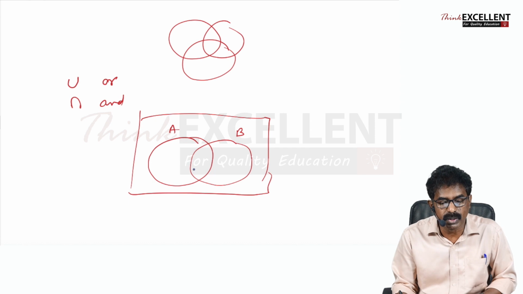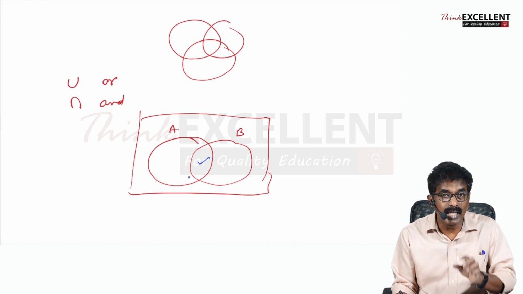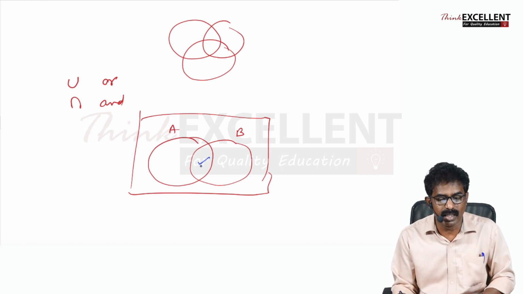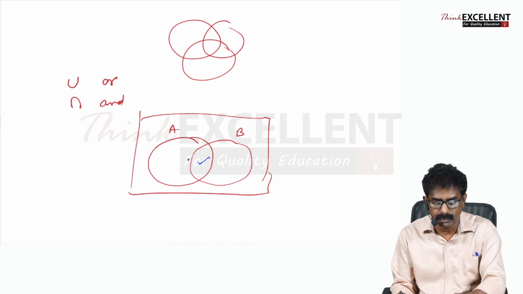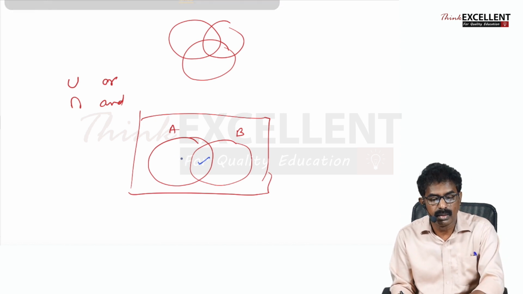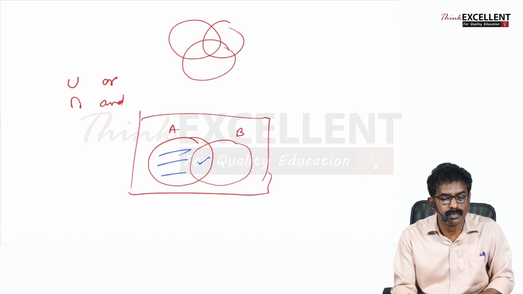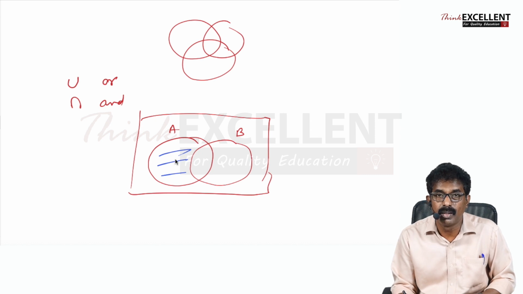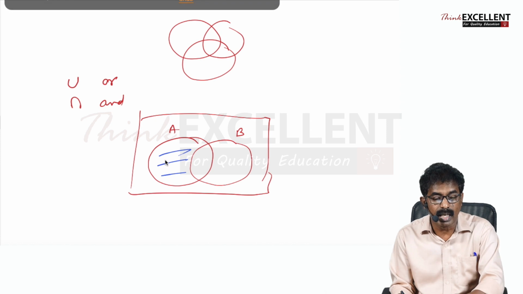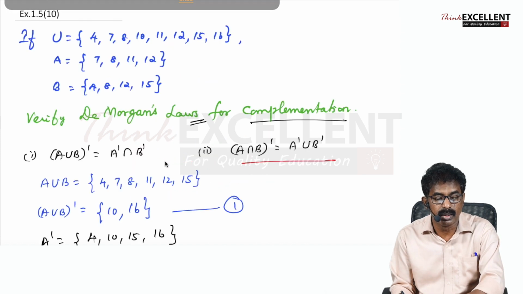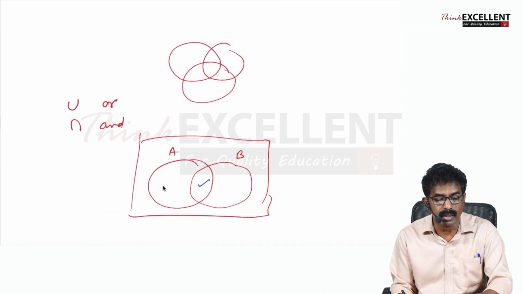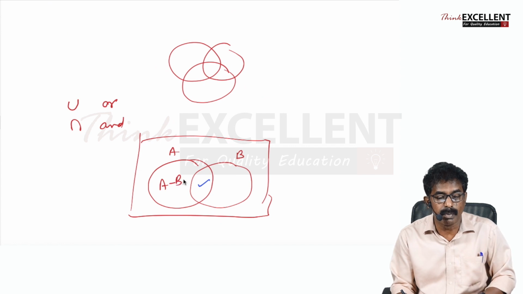Then what is this portion alone? A intersection B, the common portion, right? This is A intersection B. Can you tell me what is this portion alone, what I shaded here? It is in A but not in B, right? In A but not in B. So this is A minus B. A difference B. A minus B. In A but not in B.